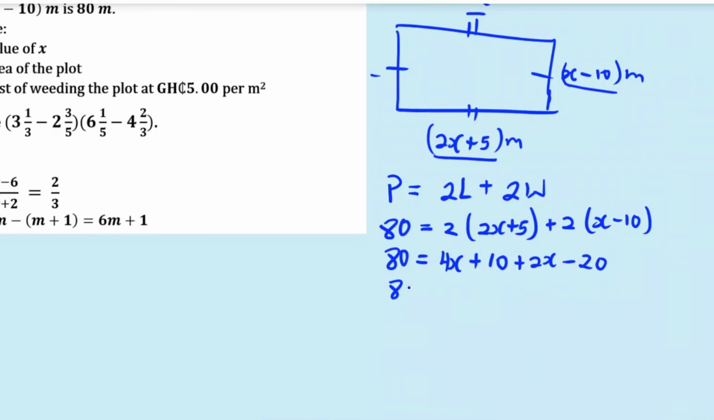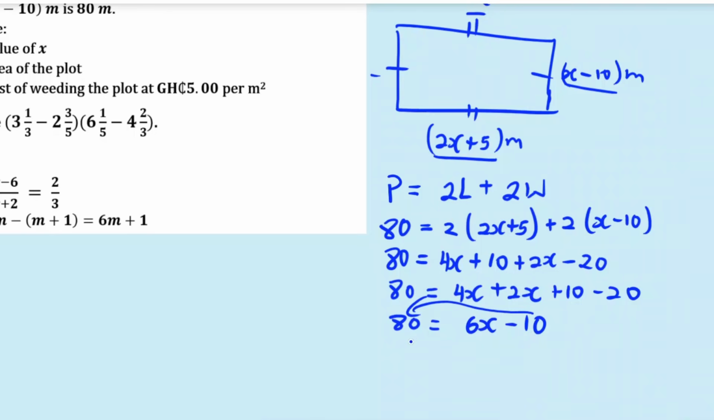Now we can group like terms on this side. So we have 4x plus 2x, they are like terms. Now plus 10 minus 20. We can still simplify. 4x plus 2x will give me 6x. Now 10 minus 20, that's going to be negative 10. So how do we do this? We can just take this 10 to the side so that we get 80 plus 10 equal to 6x. And that will give me 90 equal to 6x.